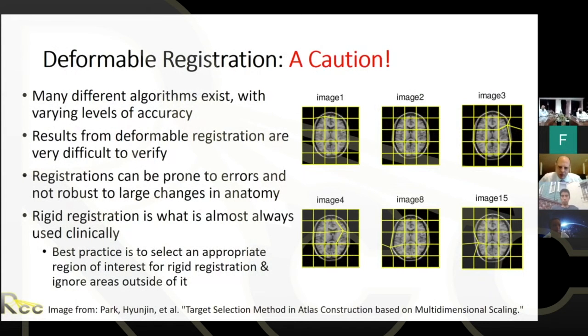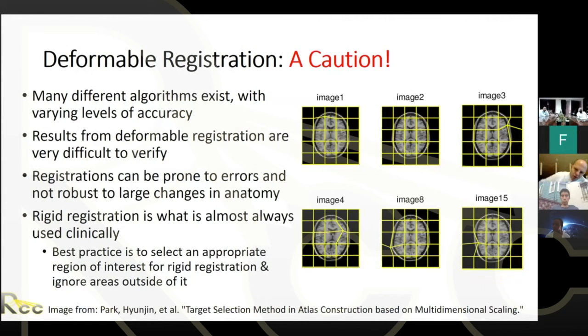All right, so just back to deformable registration for a minute. I just want to caution that deformable registration is not typically used clinically. We kind of avoid it when we can because there are a lot of questions. It's difficult to know what the uncertainties are when you use it in a clinical situation. So many different algorithms exist with varying levels of accuracy. The results from deformable registration are very difficult to verify. Registrations can be prone to errors and not robust to large changes in anatomy.